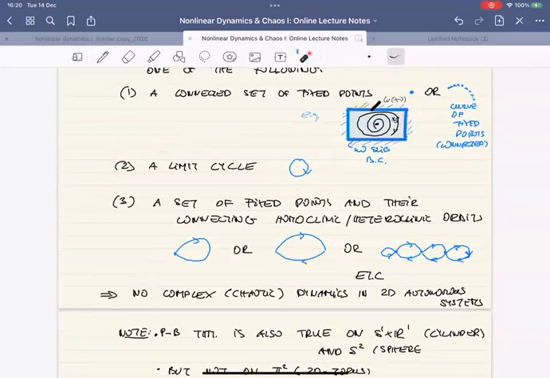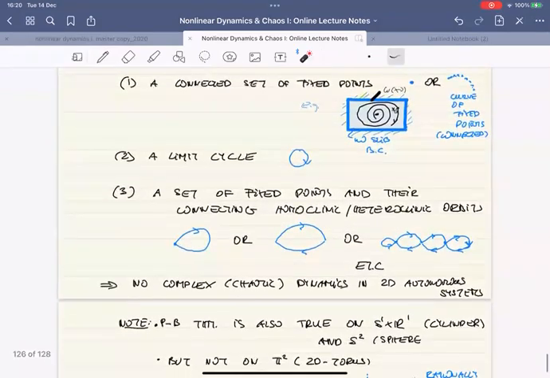It's a limit cycle. It cannot be two limit cycles or three, because the minute it was two limit cycles, then the omega limit set would be disconnected, right? And it has to be connected, right? So two limit cycles cannot be just a single one. And a set of fixed points and the connecting homoclinic or heteroclinic orbits, right?